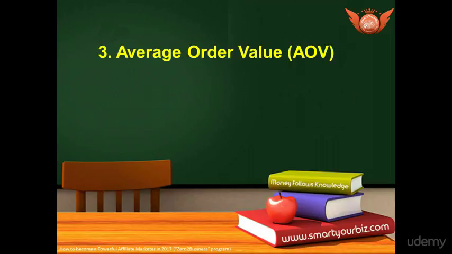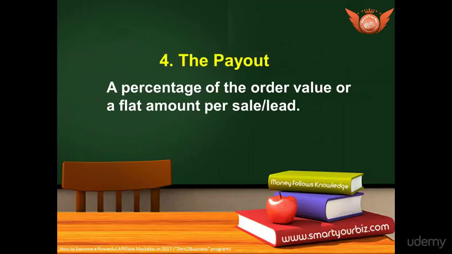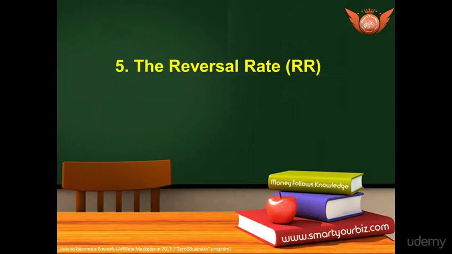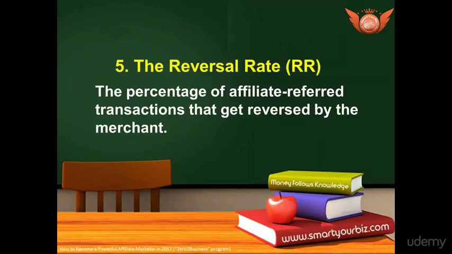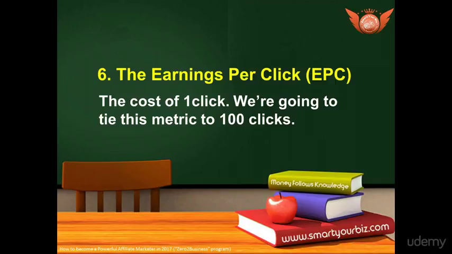Thirdly, the average order value, or the sum total of all affiliate-generated orders referred over a given period of time, divided by the number of orders. Fourthly, the payout. It could be a percentage of the order value or a flat amount per sale or per lead. Fifthly, the reversal rate, or the percentage of affiliate-referred transactions that get reversed by the merchant. Then you also want to use the EPC, or earning per click. For this case, we're going to tie this metric to 100 clicks.